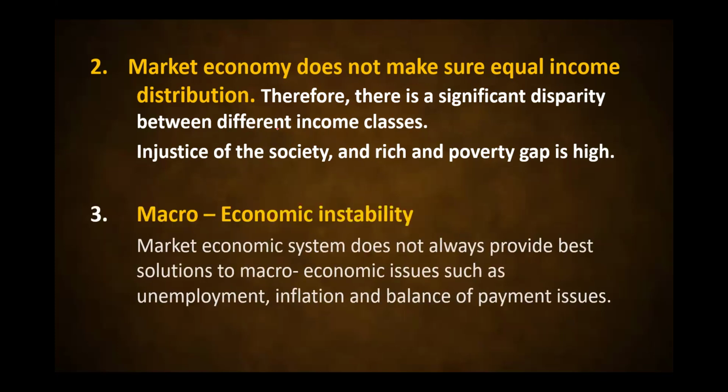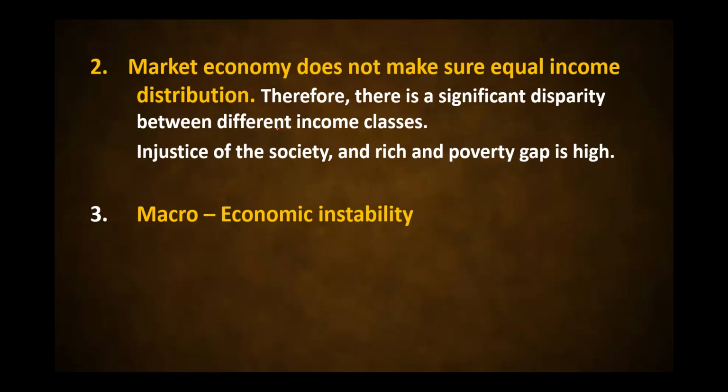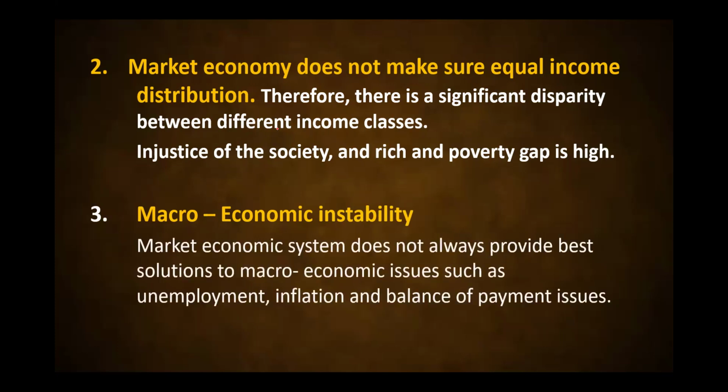And the third one, write down macroeconomic instability. What does macroeconomic instability mean? The market economic system does not always provide the best solution to macroeconomic issues such as unemployment, inflation, and balance of payments. Write down those two situations.